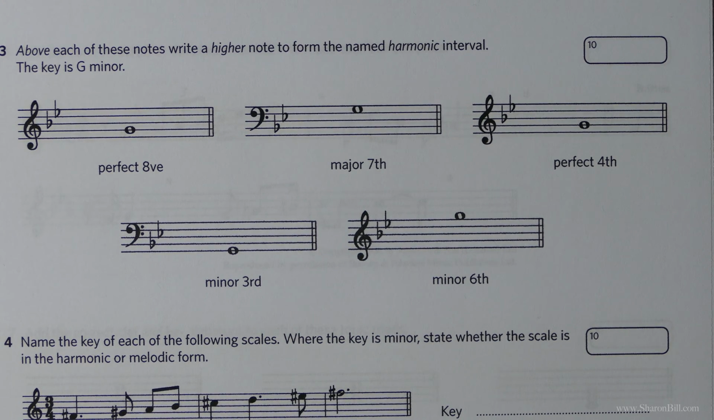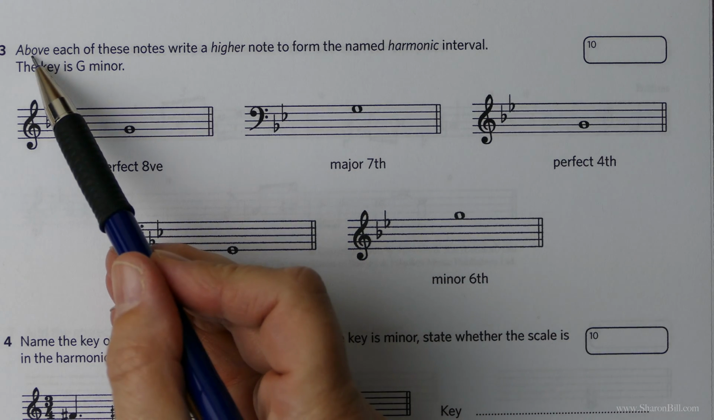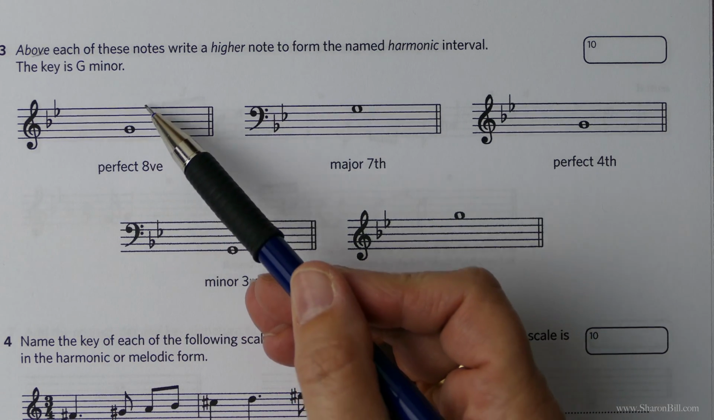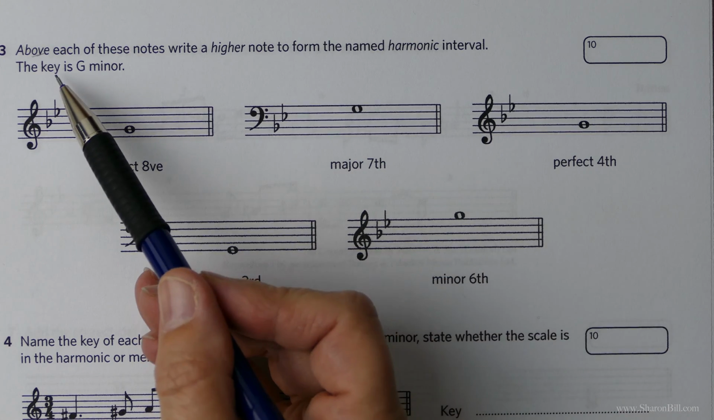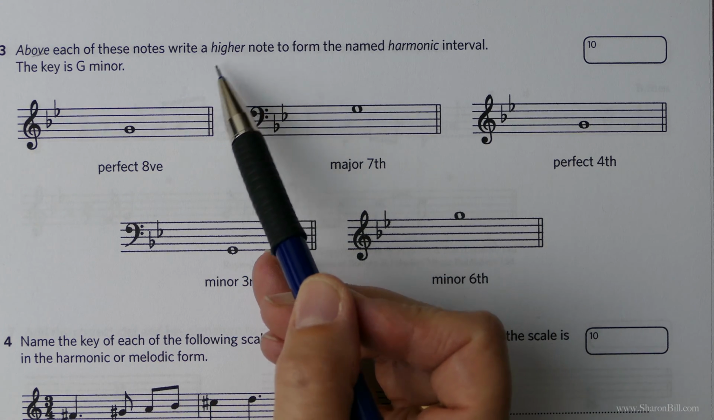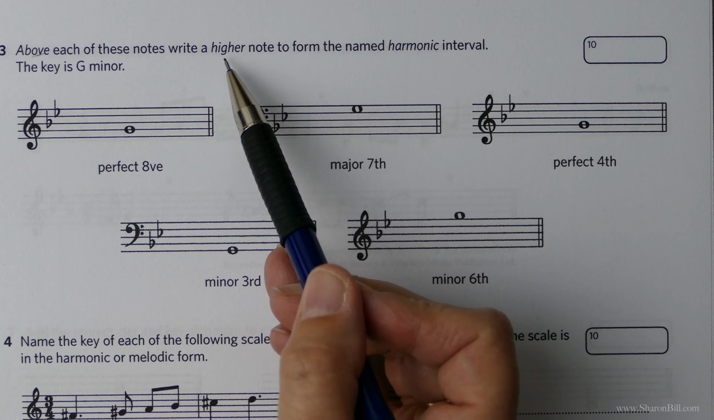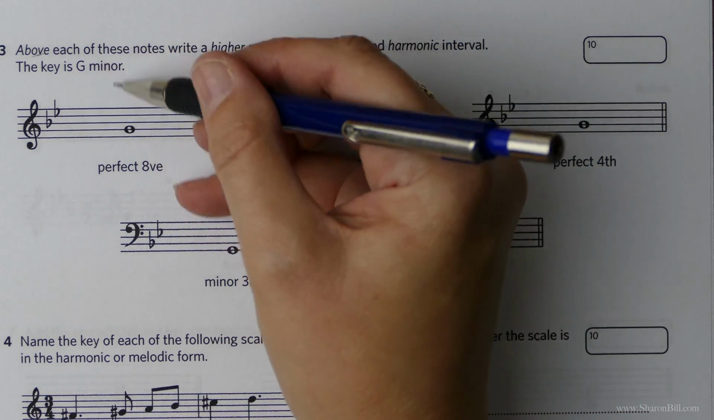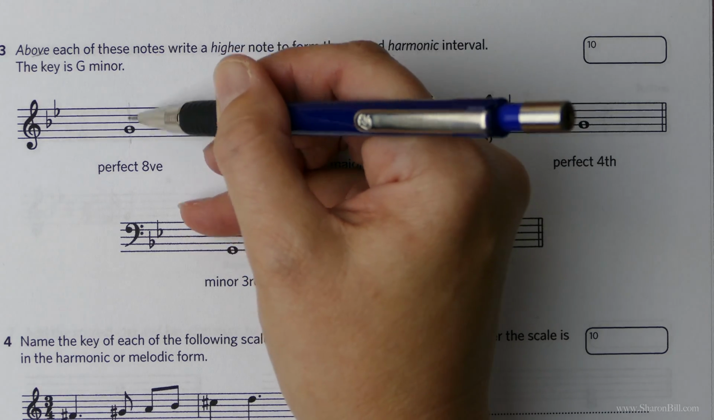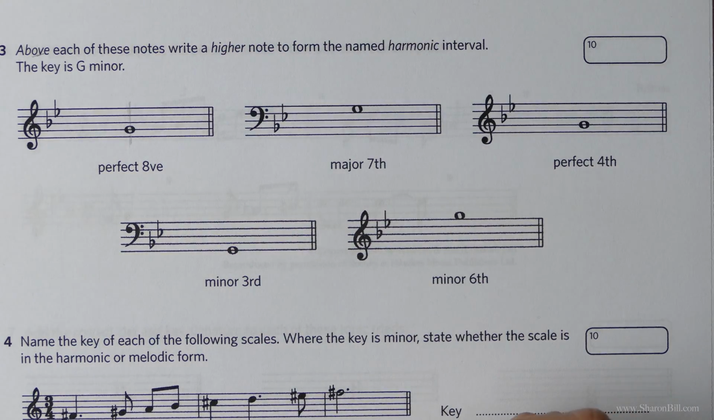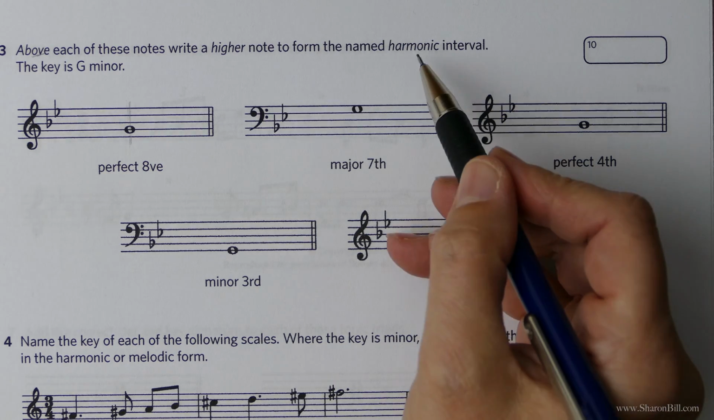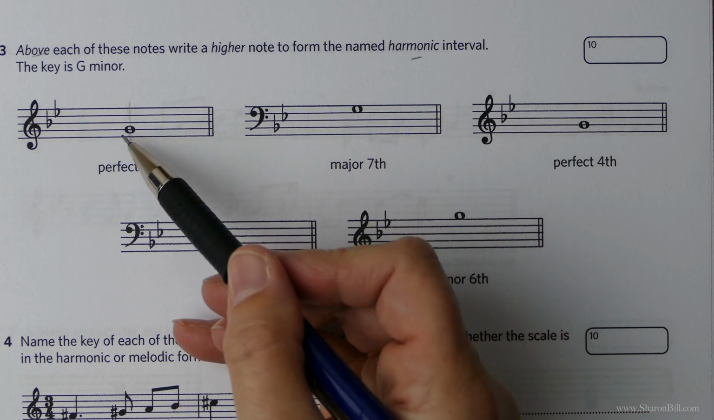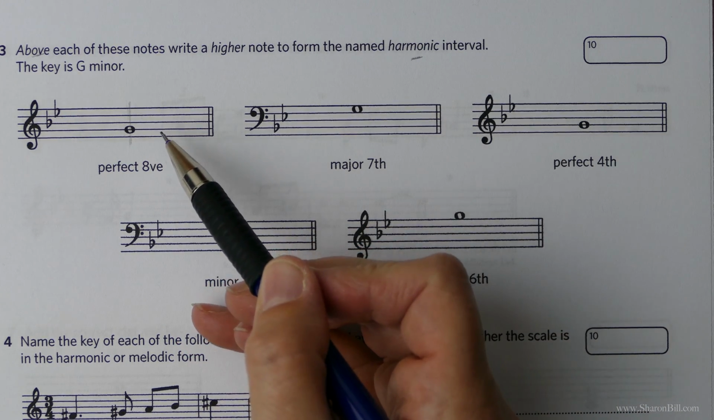So there are a few clues in this question to help us. We're told to write above, so we're always counting up from the given note. We need to write a higher note, so that's just reiterating we're counting above. And we need to make sure it's also above because we're writing directly above to make a harmonic interval rather than one after the other to make a melodic interval.